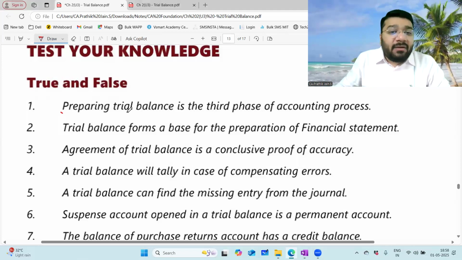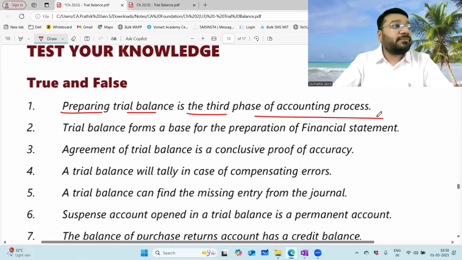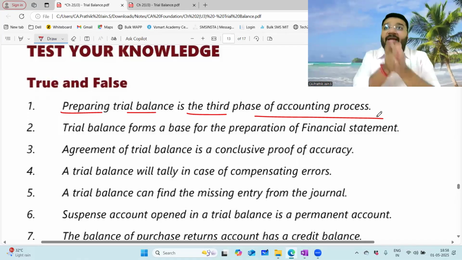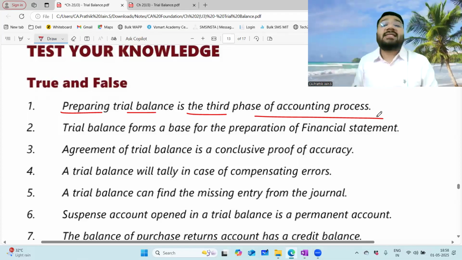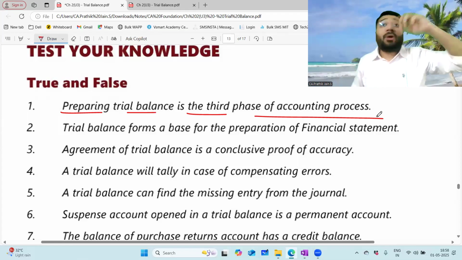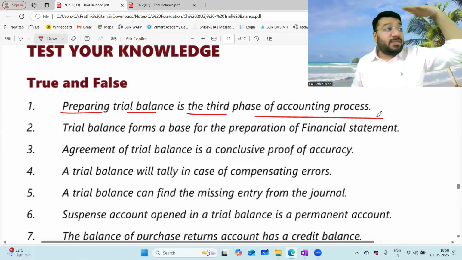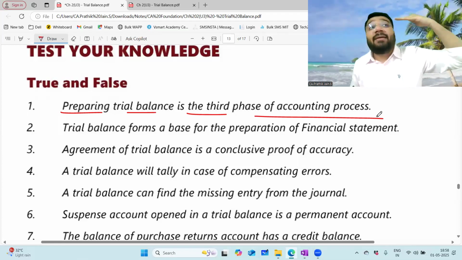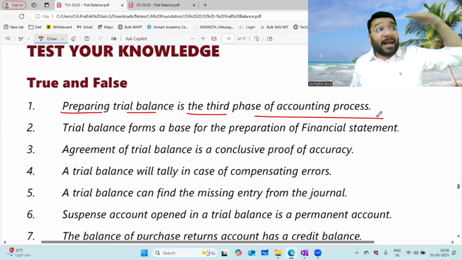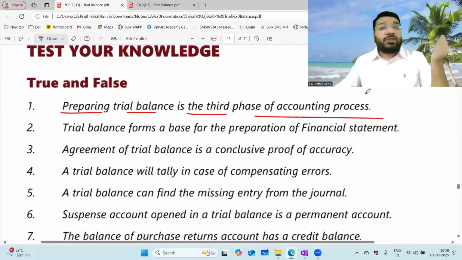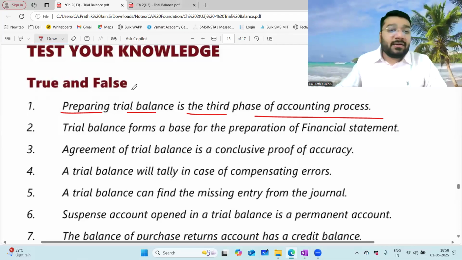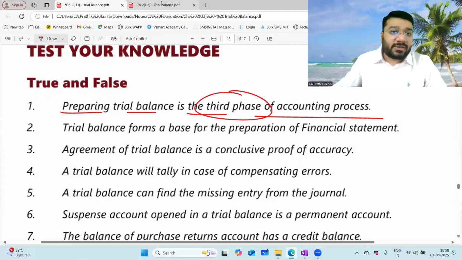Now, preparing trial balance is the third phase of accounting process. Correct? True. Why? Because the first phase is recording journal, the second phase is posting to ledger, the third phase is trial balance. Accounting is a systematic process of identifying business financial transactions and measuring them in terms of money. But the practical part of accounting does not begin with the first two points. It begins from the journal. So journal is first, ledger is second, trial balance is third.